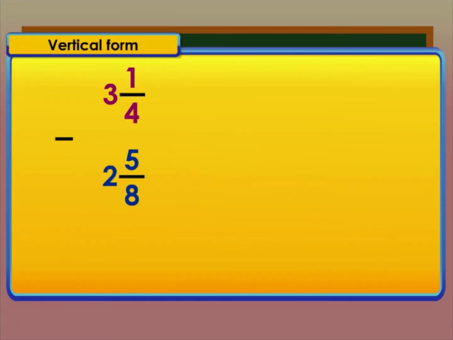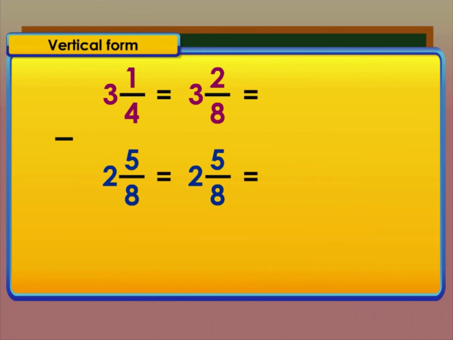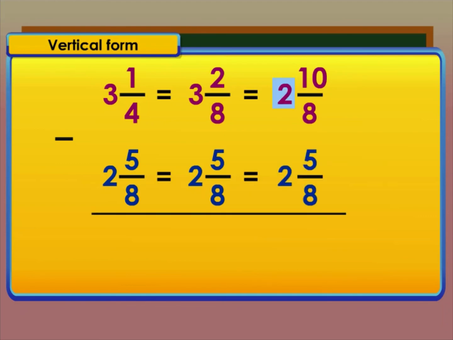In vertical form, the number sentence looks like this. Rename the minuend and the subtrahend with the least common denominator. Write the minuend as 2 and 10/8. Now subtract the whole numbers. 2 minus 2 will give no difference. Subtract the numerators. 10/8 minus 5/8 will give a difference of 5/8. You may use any method to solve two mixed numbers with different denominators up to 10. Here are some activities to test your understanding.